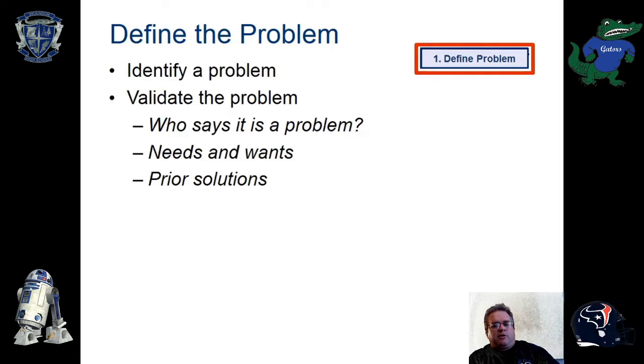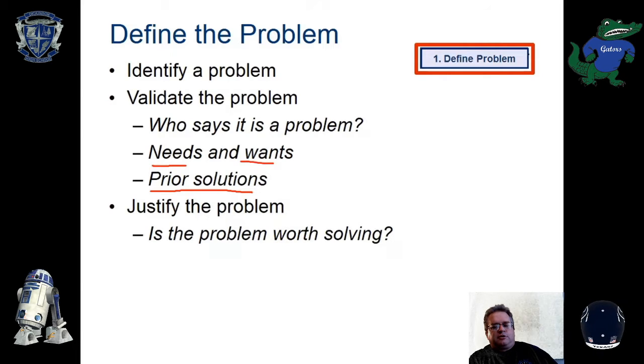All right, so identify the problem. Under define the problem, step 1: identify, validate the problem, who says it's a problem, needs and wants, prior solutions. It's kind of important who says it's the problem. Let's say that you have someone that's in charge of the robotic arm, and they say the drivetrain is a problem. Do they have a legitimate complaint about the drivetrain if their subsystem was the arm?